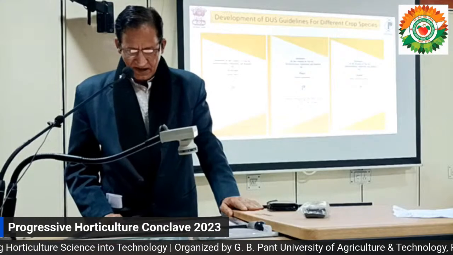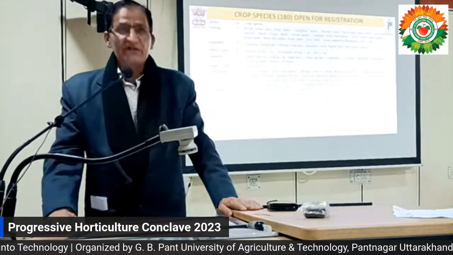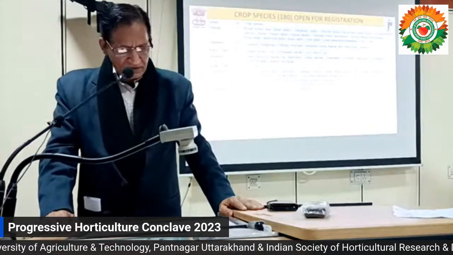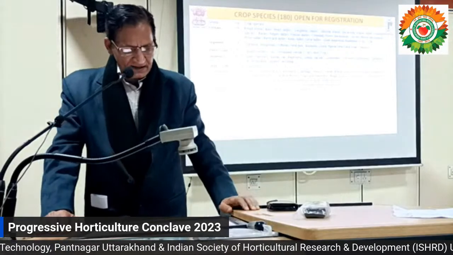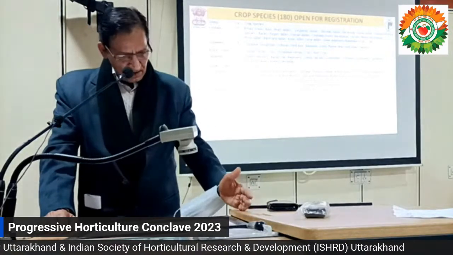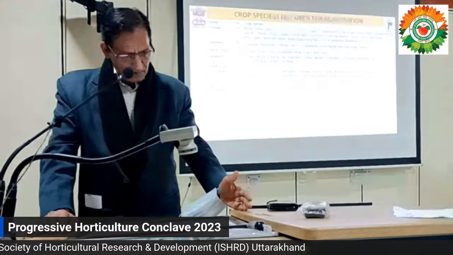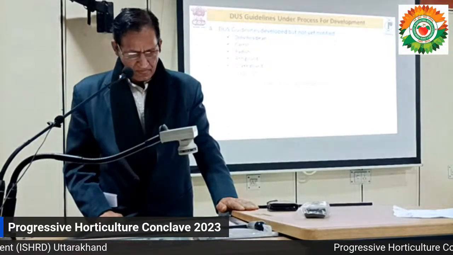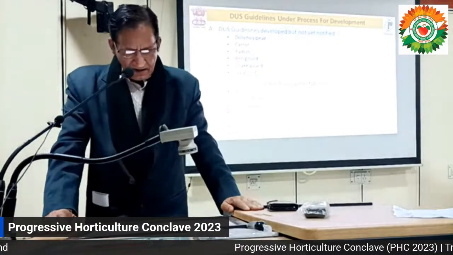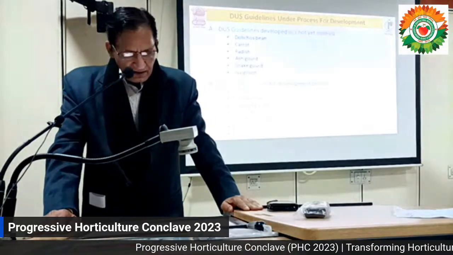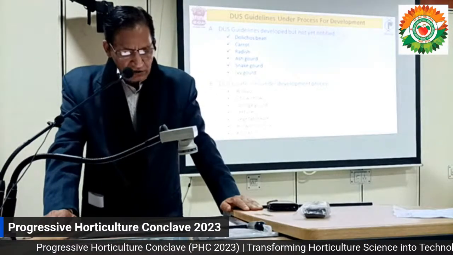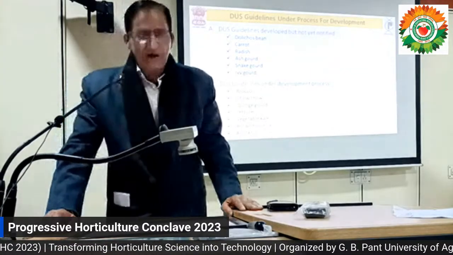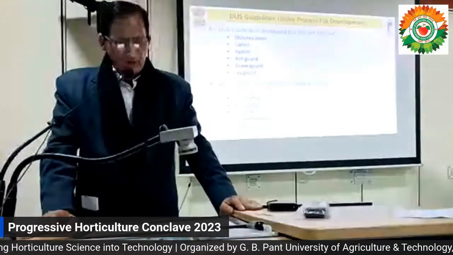These are the DUS test guidelines of different crop species, and these are the 180 crop species open for registration. In this group, the cereals and legumes are other than horticultural crops, but flowers, ornamental crops, fruits, medicinal and aromatic plants are listed here. The guidelines under notification, for Dolichos bean and carrot varieties such as Gold, Snake Gold, and Ivy Gold, are just notified in the Plant Variety Journal and yet to be notified by the ministry.